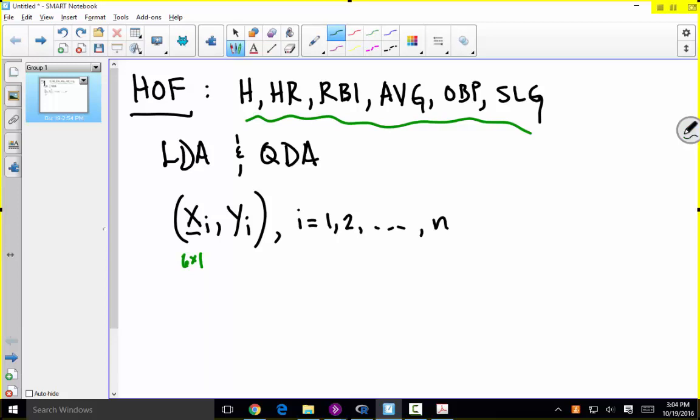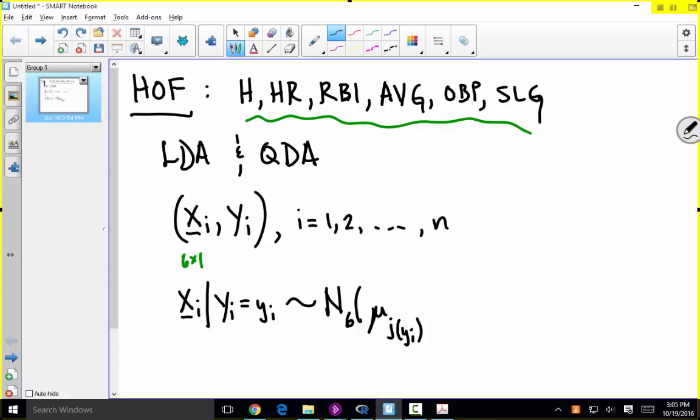What we're doing with LDA and QDA is assuming that the distribution of x_i, given the value of y_i, is multivariate normal with some mean vector, let's say mu_J of y_i. The notation's a little ugly, sorry, but I'll tell you what I mean in a second.